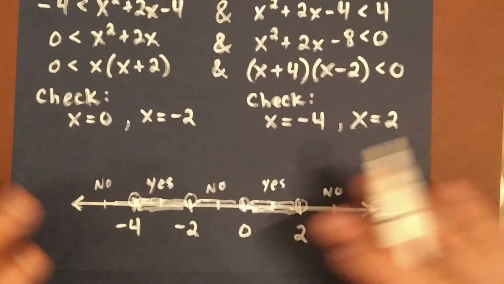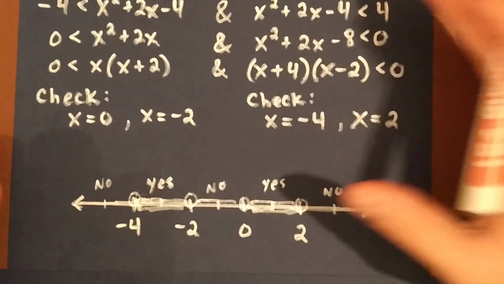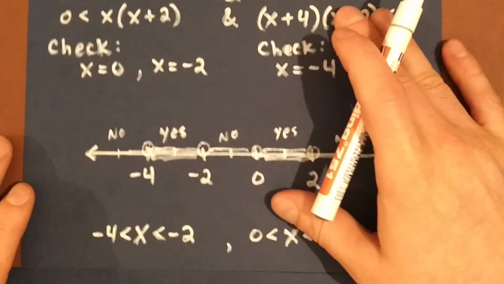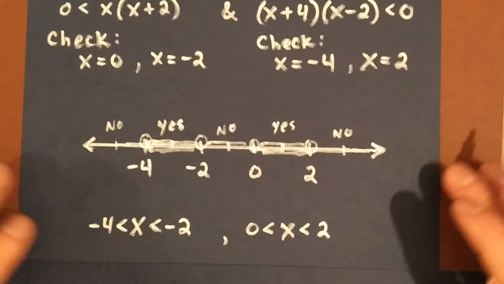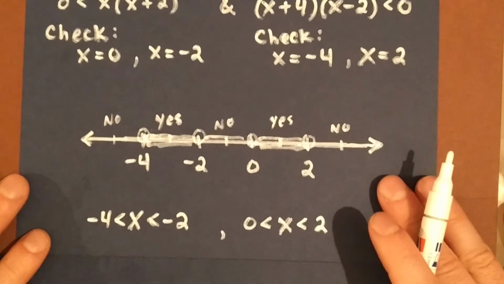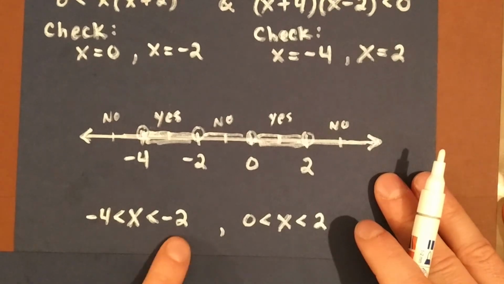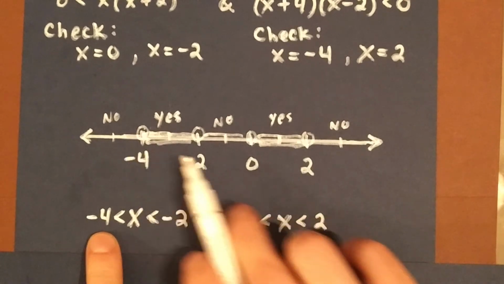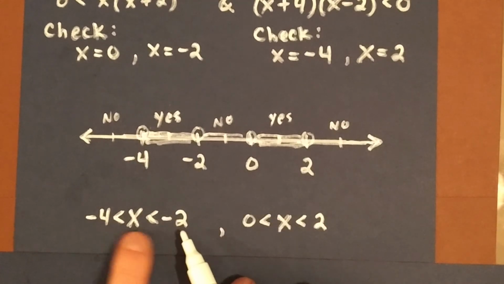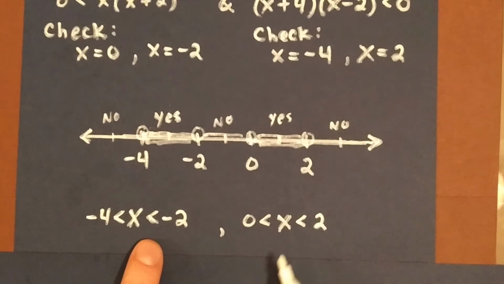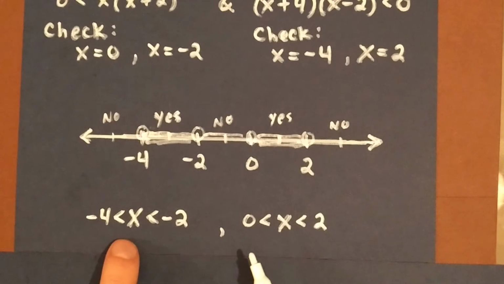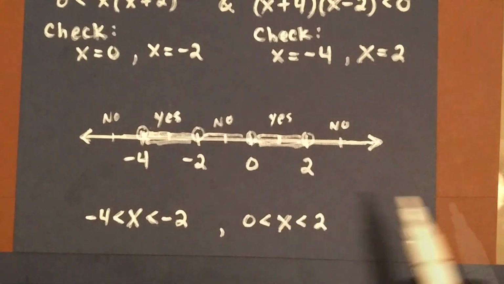So the correct way to write the formal solution is like this. x is between -4 and -2, not including -4 and -2. And x is between 0 and 2, not including 0 and 2. So we have two compound inequalities.